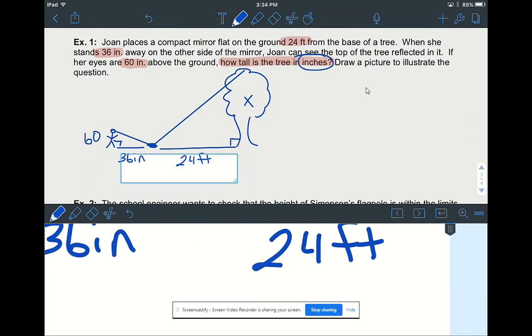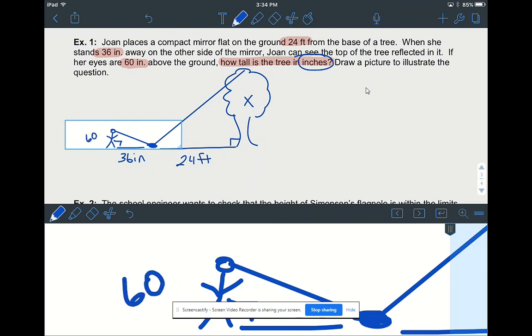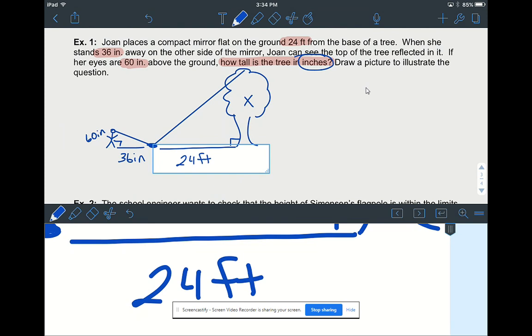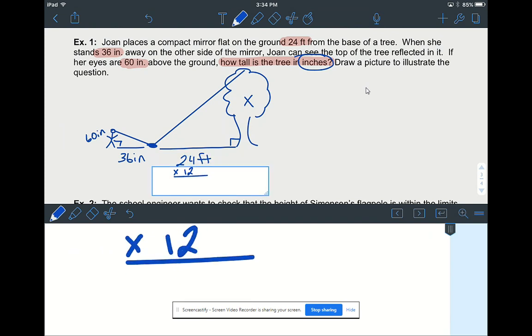We've kind of already done that. We've got 60 inches over here. We've got 36 inches, but then we've got 24 feet. So we're going to need to convert the feet to inches because we want to know how tall the tree is in inches. So how do we convert the feet to inches? We times by 12. So that will give us 288 inches.